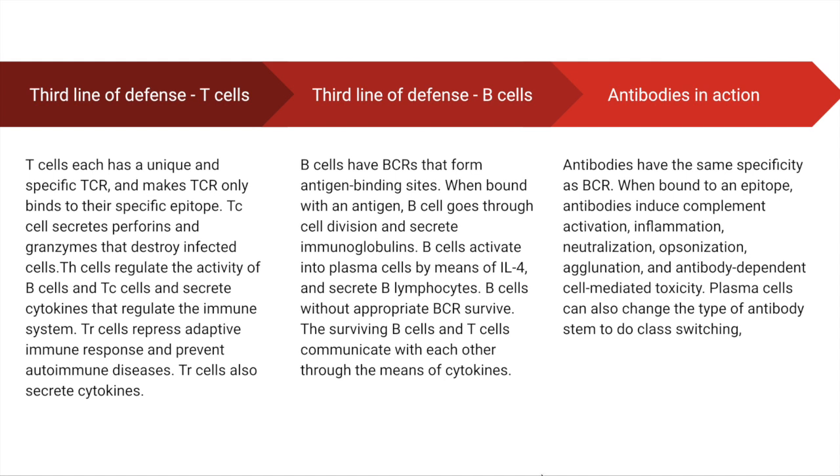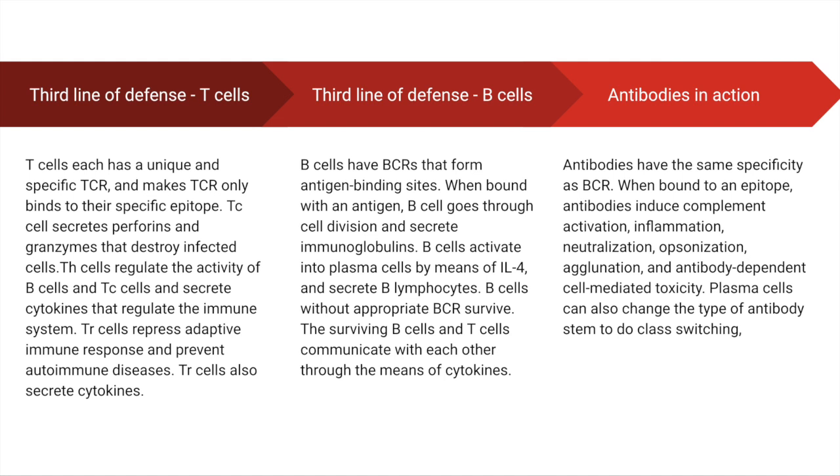The second type of T cells are TH cells, or helper T cells. TH cells are differentiated in a way that glycoproteins of CD4 are present in the cytoplasmic membranes of the T cells. And then their function is to help regulate the activity of B cells and TC cells, and also secrete cytokines that regulate the immune system.